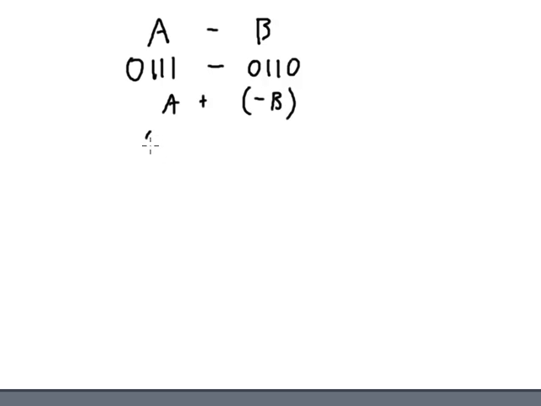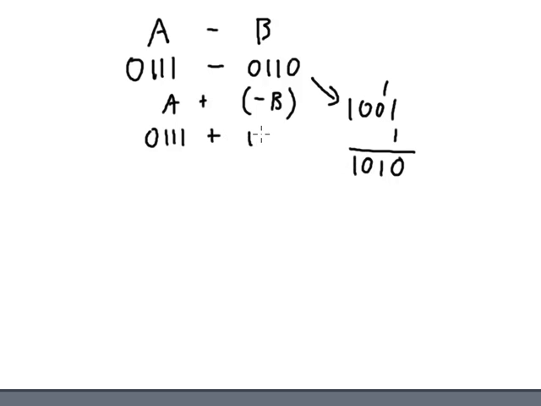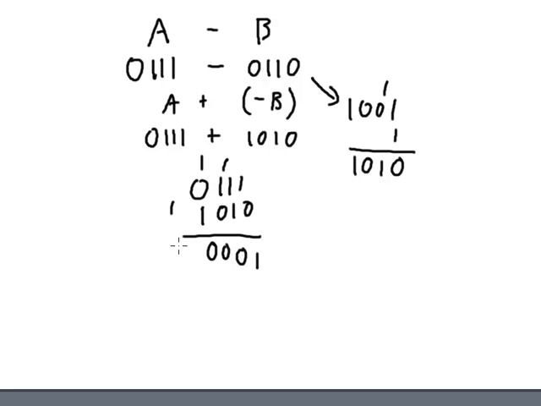A hasn't changed, but in order to get negative B, we're going to have to do the 2's complement operation on it. So for the 2's complement operation, we flip all the bits and we add 1. So 7 minus 6 is the same as 7 plus negative 6. If we add these two together, 0 carry the 1, 0 carry the 1, 0 carry the 1. Remember, when we carry in 2's complement addition, we don't worry about the carry out of the last addition. So 7 minus 6 is equal to 1. Makes sense. Now, how do we do this in a logic circuit?